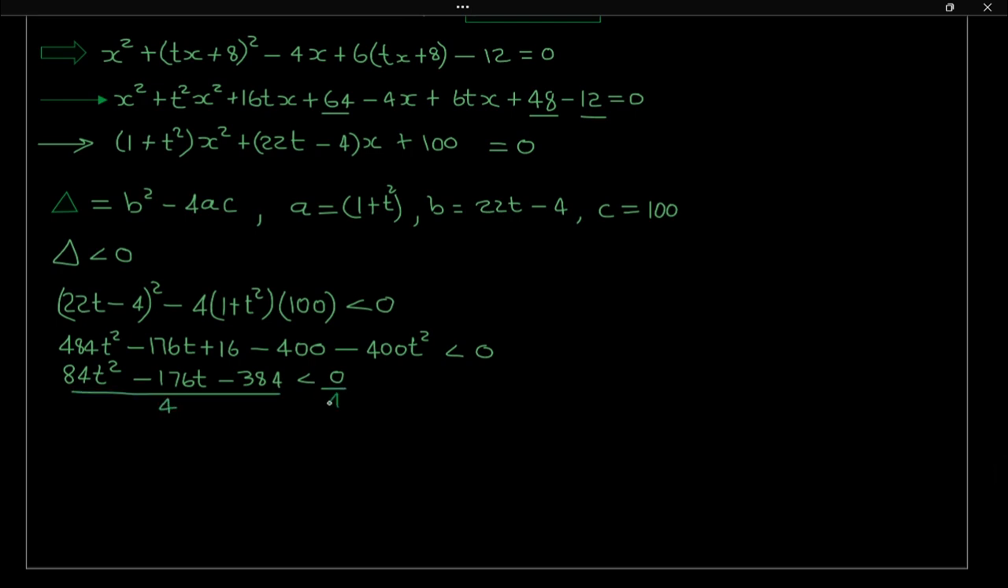So we divide both sides by 4 and simplify. That will give us 21t squared minus 44t minus 96, all of that less than 0. So now we have to factor. Factoring equations is another lesson, but if you do your factorization right, you will get 3t and 7t, which are factors of 21, 7 times 3, and then 4 and 24, which are factors of negative 96.